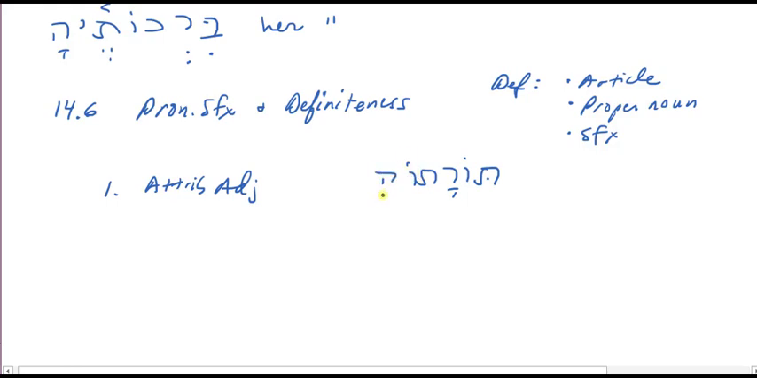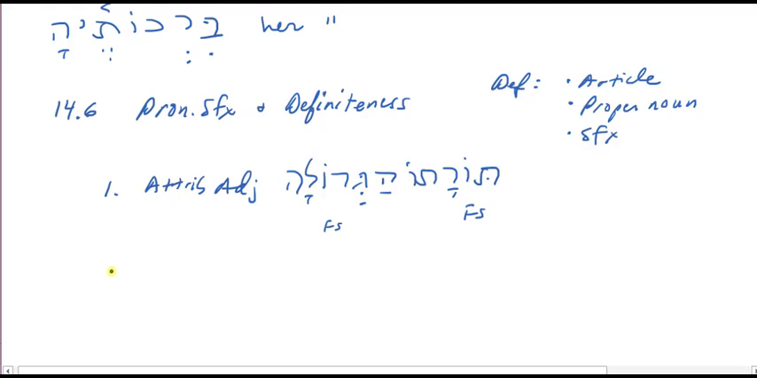Then I have to make the adjective agree in definiteness and gender and number. So it becomes ha-gudolah, right? So Torato, that's feminine singular. Gudolah has to be feminine singular. Torato is definite, so Gudolah has to be definite. And I will mark that with a definite article. Okay? So his great law. That's what we're going to see there.